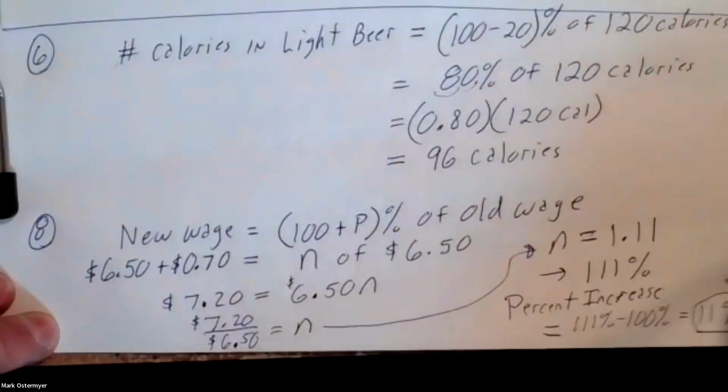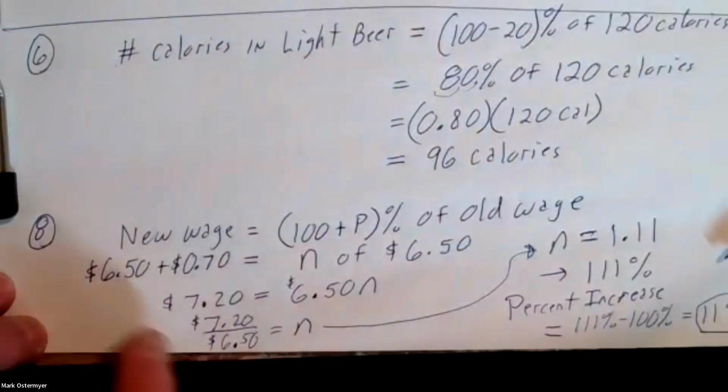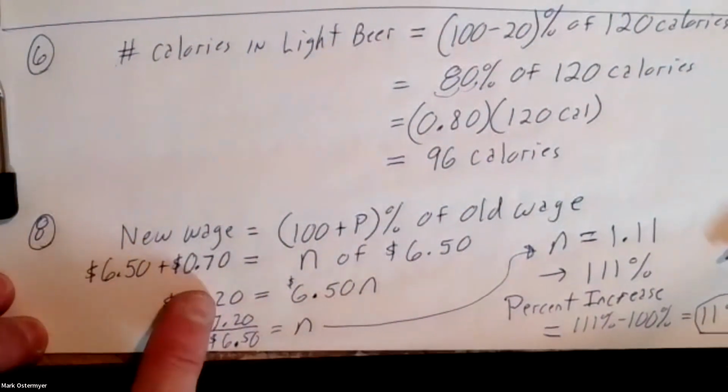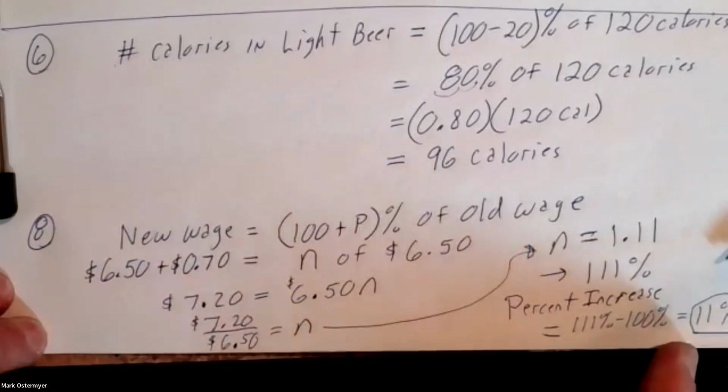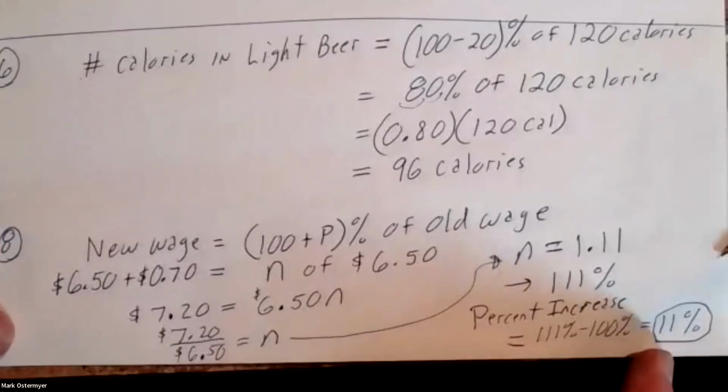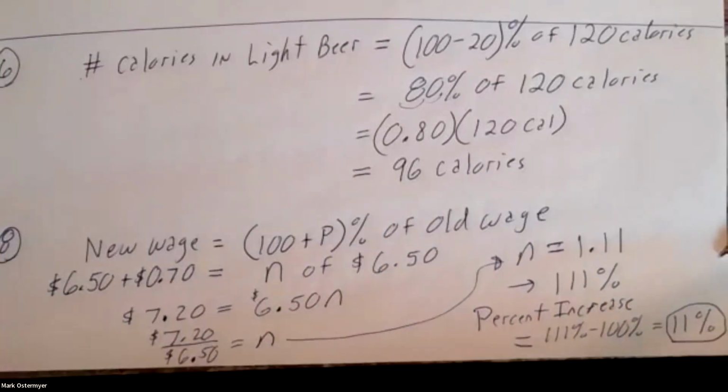Therefore, if a person is earning $6.50 and they get a 70-cent raise, that represents an 11% increase in their wage. Everybody understand how we did that problem? It's an 11% increase in wage. That was number 8.